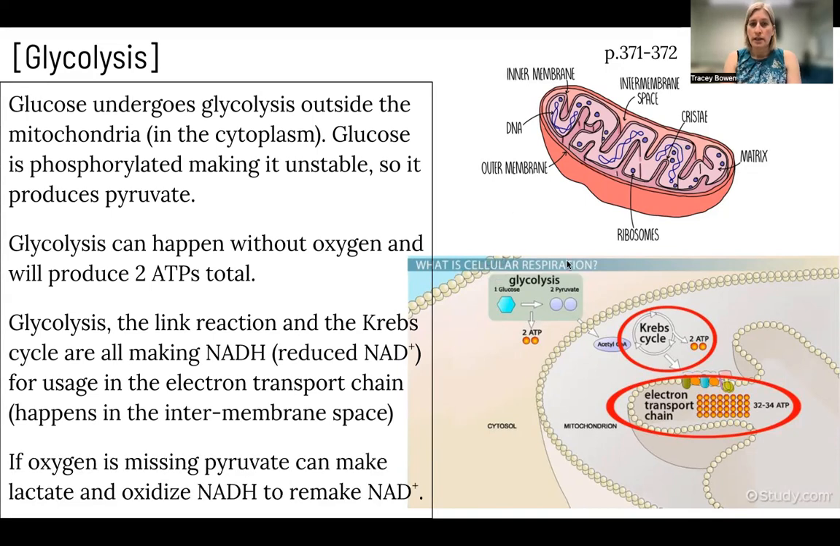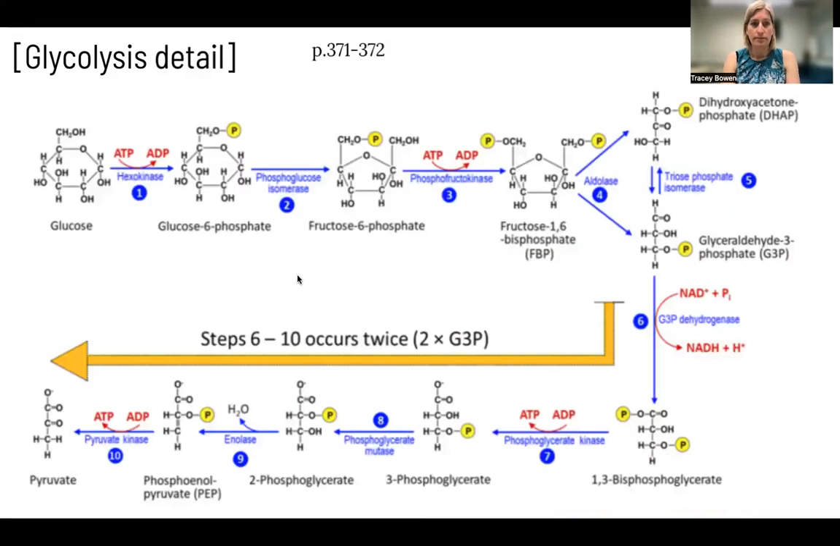Inside here, there are also going to be ribosomes and segments of mitochondrial DNA. If oxygen is missing in this process for glycolysis, pyruvate can be converted to lactate and oxidize the NADH to remake NAD+, and that will allow this reaction to keep going to make more ATPs. But that will only produce a very small amount of ATP, and that's why you run out of energy if you're not getting enough oxygen.